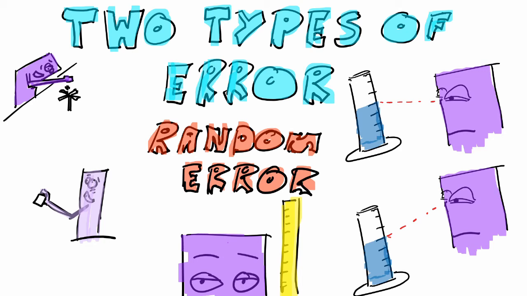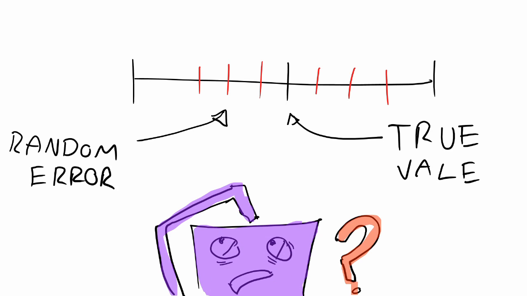But can we completely eliminate them? Well, that is the goal in science, but sometimes it's very hard to completely eliminate random error. So here we have an example of what random error can do to your results.